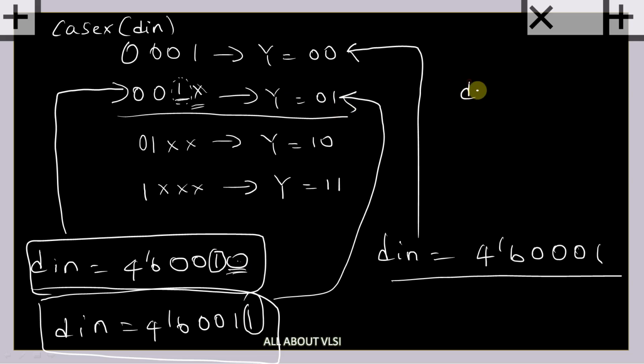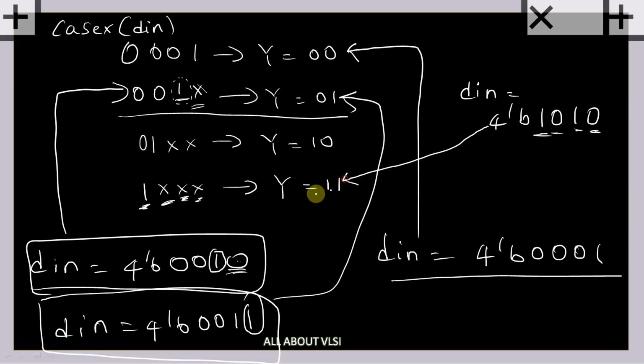And let's say if your input din is equal to 4'b1010, then what happens? If your MSB is equal to 1, then this is matching with this, right? And the x can be 0 or 1, it is 0, and this can be 0 or 1, it is 1 in this particular case. That's why it is going to match this particular case, and your output is equal to 11. So this is how you are going to use your casex statements.